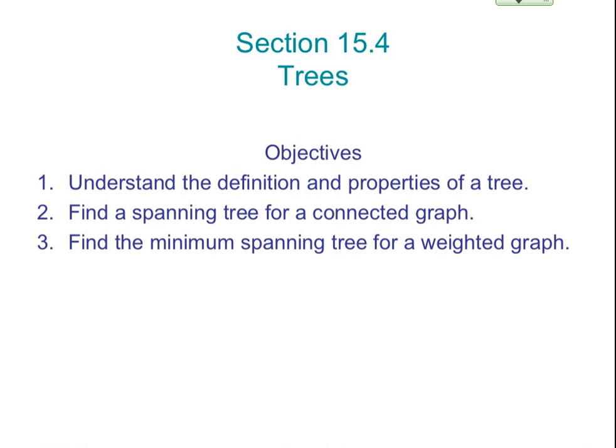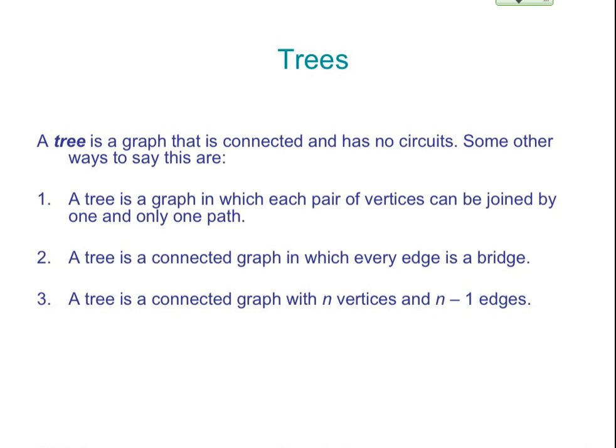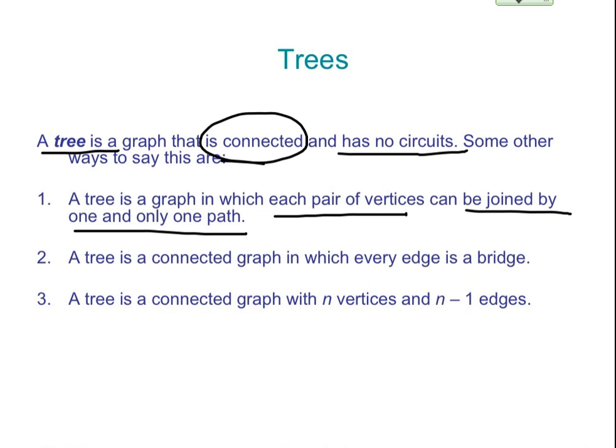Section 15.4, we're going to be talking about trees, and no, this is not the kind of tree that grows in the ground. A tree is a graph that is connected, has no circuits. One way of saying the same thing is a tree is a graph in which each pair of vertices can be joined by one and only one path.